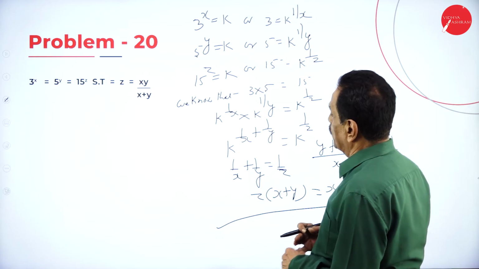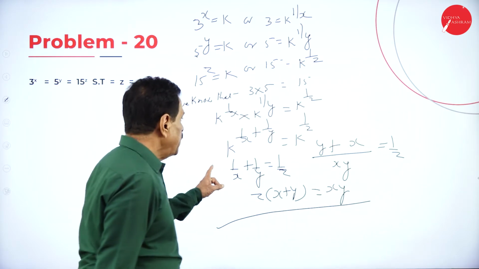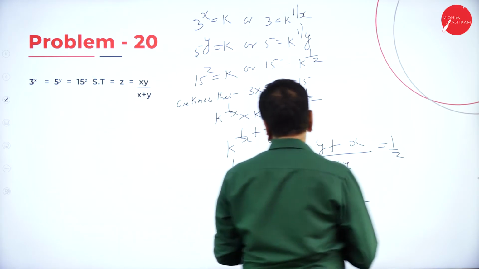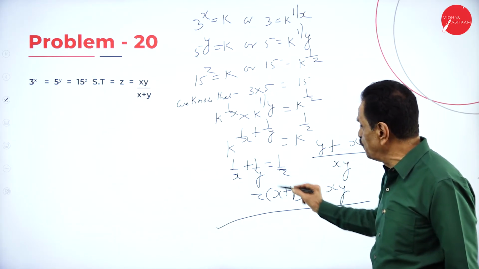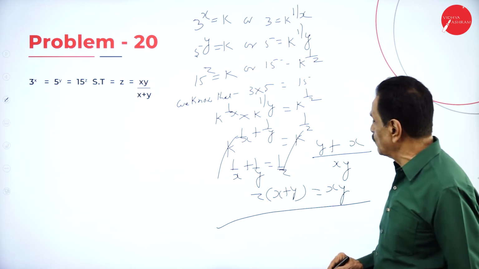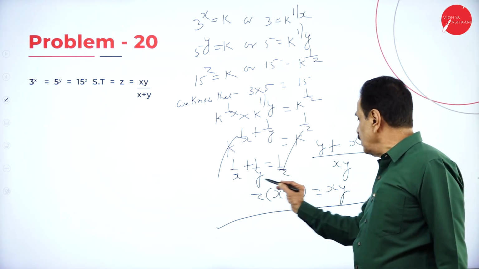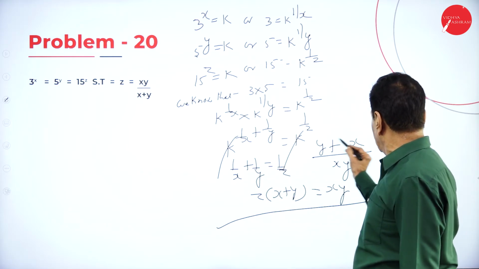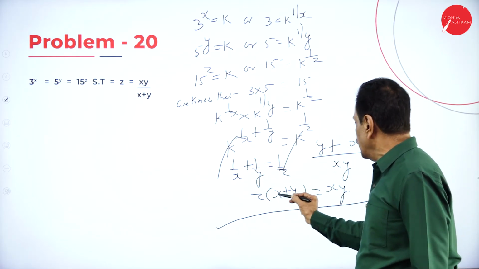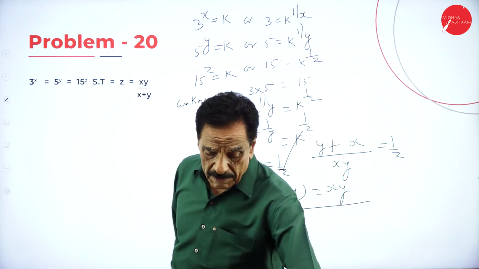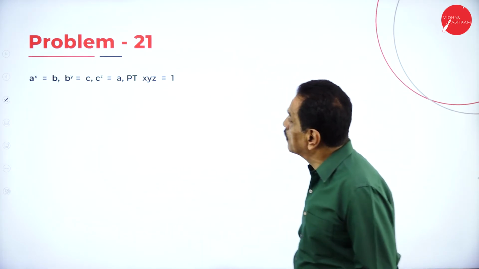So you know that when the bases are common, the exponents can be added: 1 over x, 1 over y, 1 over z. So this is cancelled out. What's left over? 1 over x plus 1 over y. I took xy as common: x gone, y left over, y gone, x left over, plus 1 over z. Cross multiply: z into x plus y is equal to xy. We'll move on to the next one.